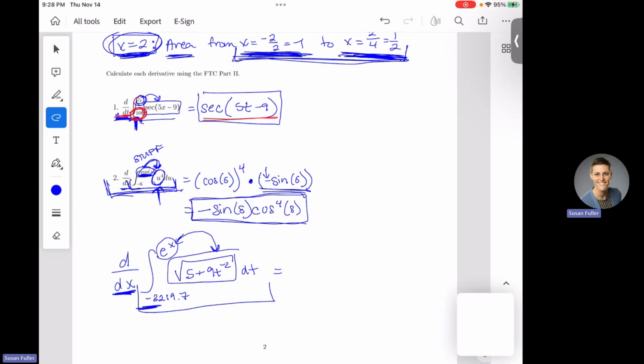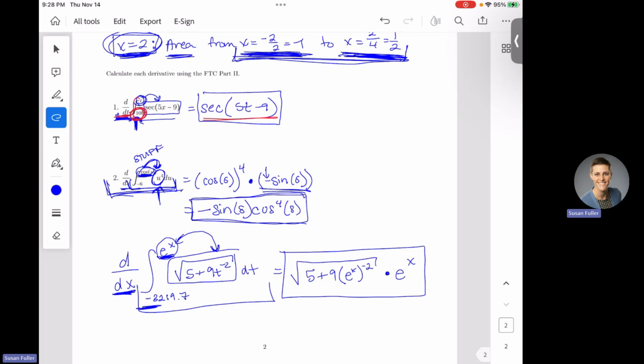So I'm going to get the square root of 5 plus 9 times, instead of t, I'm going to plug e to the x in there, to the negative 2. Right? We're just plugging our top bound in, just like we did before. And then I have to multiply by the derivative of my upper bound here. The derivative of e to the x is e to the x. And this is what that thing is going to spit out.